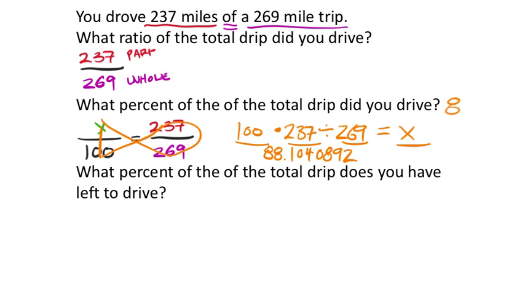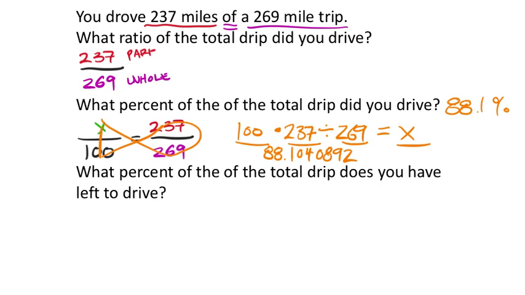We'll make that 88.1%. They didn't say to round, but I did anyways, because that's an ugly decimal. So yeah, I have 88 and 0.1%, which means that if you've driven 237 miles of a 269 mile trip, you have now driven 88.1% of your trip. And next time you're on a drive for 269 miles, you'll be like, oh, when we do 237, I'll be at it. And anyways. Okay, so what percent of the total trip do you have left to drive?